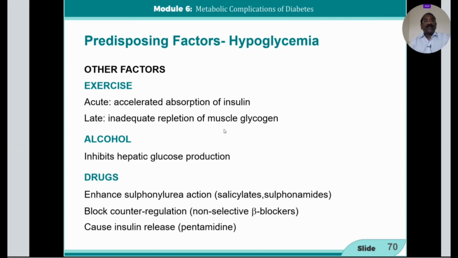Other factors: exercise, acute accelerated absorption of the insulin, late inadequate repletion of the muscle glycogen. Alcohol inhibits hepatic glucose production, and some drugs will cause hypoglycemia.